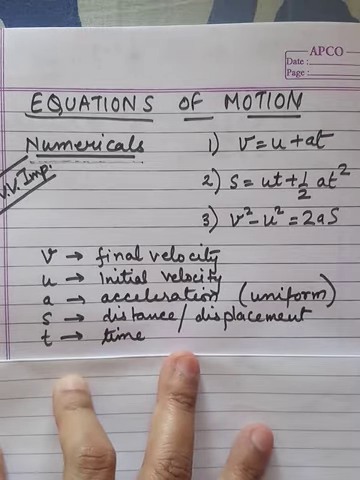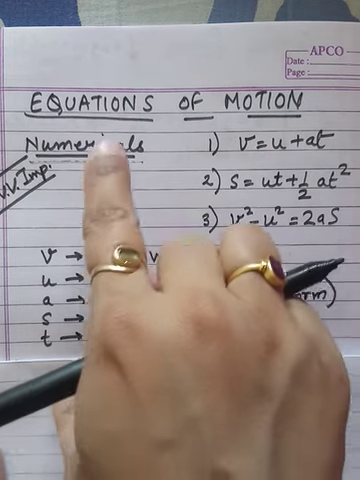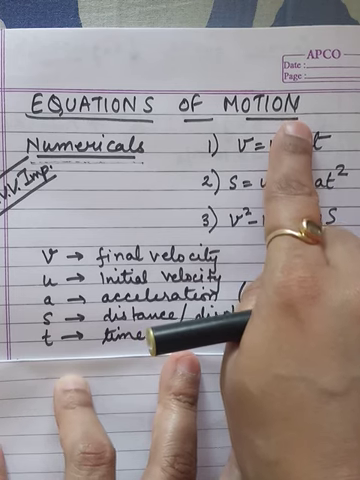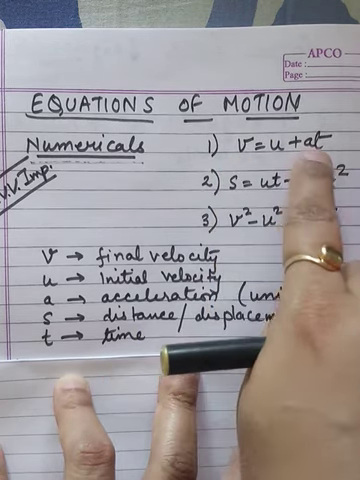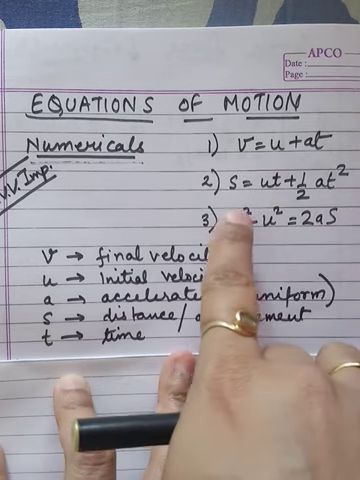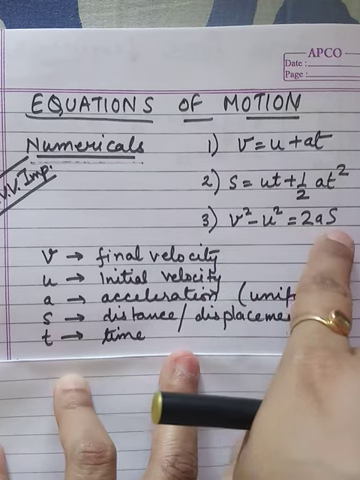Hello students, today in this video we are going to discuss the numericals based on equations of motion. So what are the three equations of motion that we have studied in the previous video? This is v = u + at, s = ut + (1/2)at², and the third one is v² - u² = 2as.